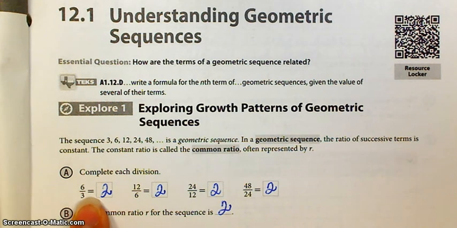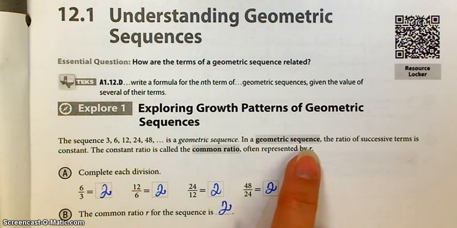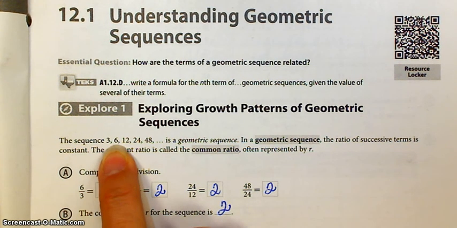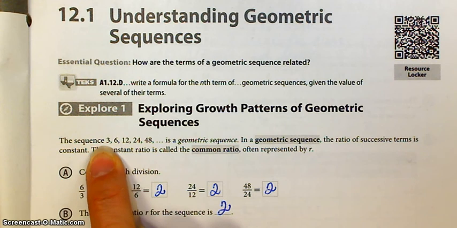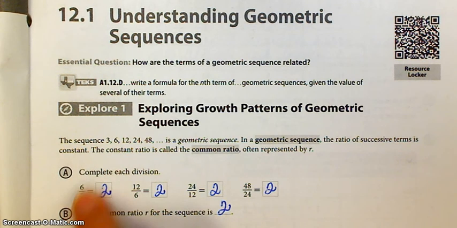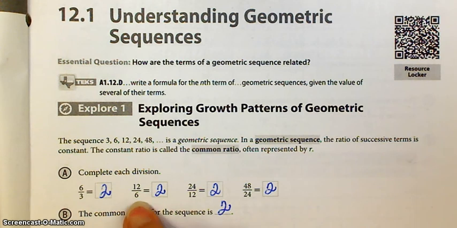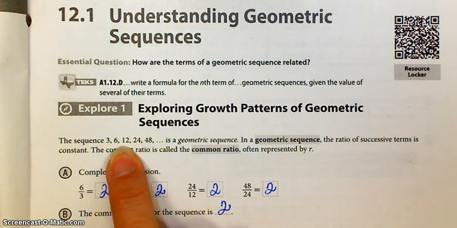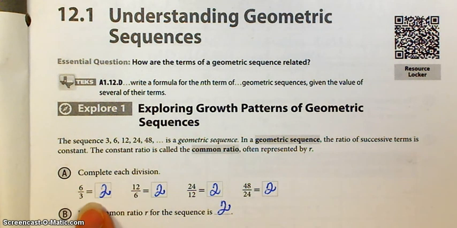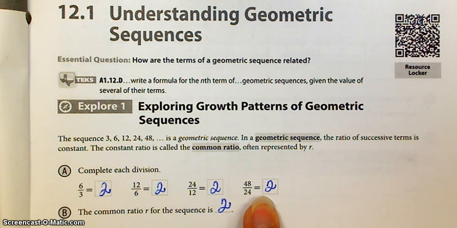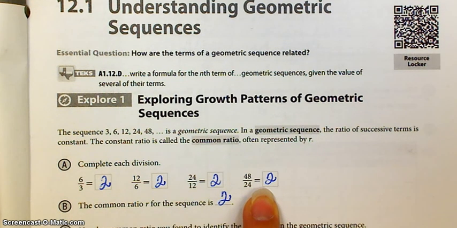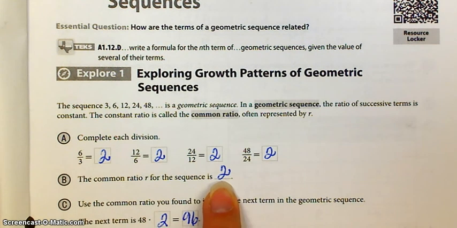All right, so for instance, to find the common ratio, you could take the second term and divide it by the first, 6 divided by 3. Or you could take the third term and divide it by the second, 12 divided by 6. Or the fourth term and divide it by the third, etc. Okay? But each time you do that, you get the same ratio. So the common ratio is r, and in this case, it's going to be 2 for this particular sequence.